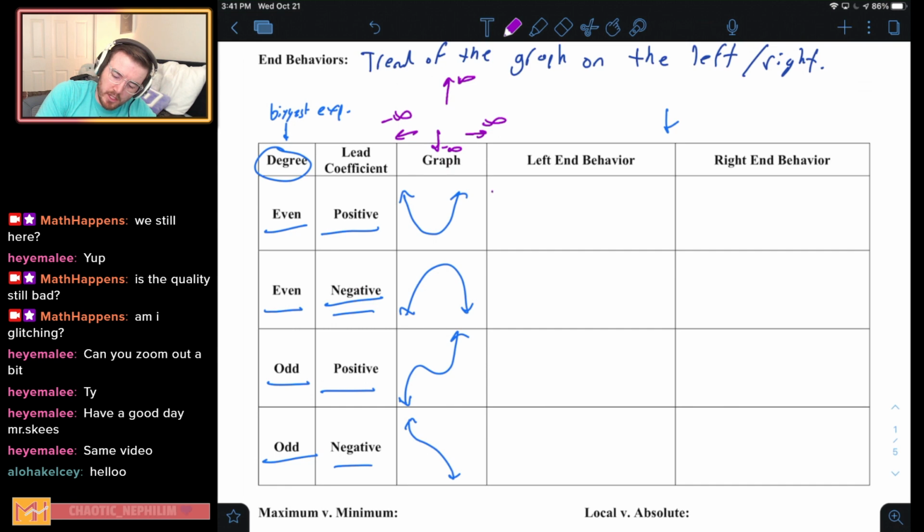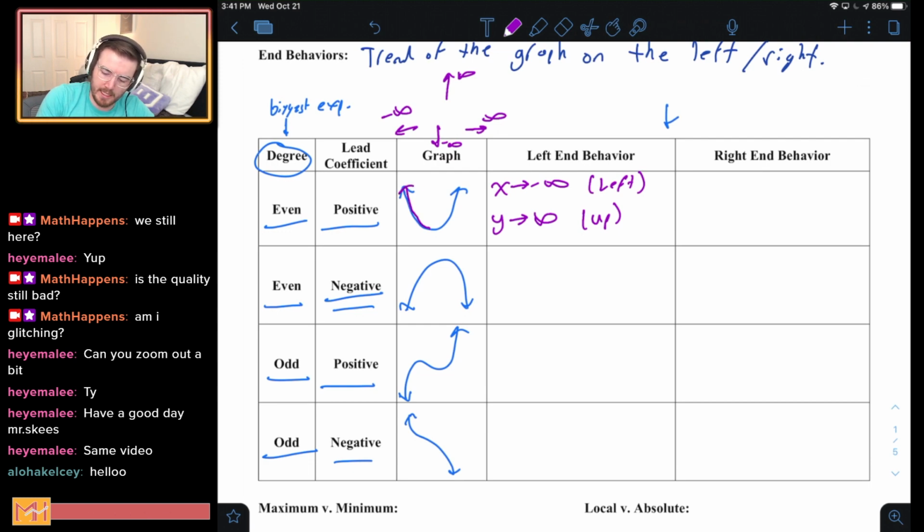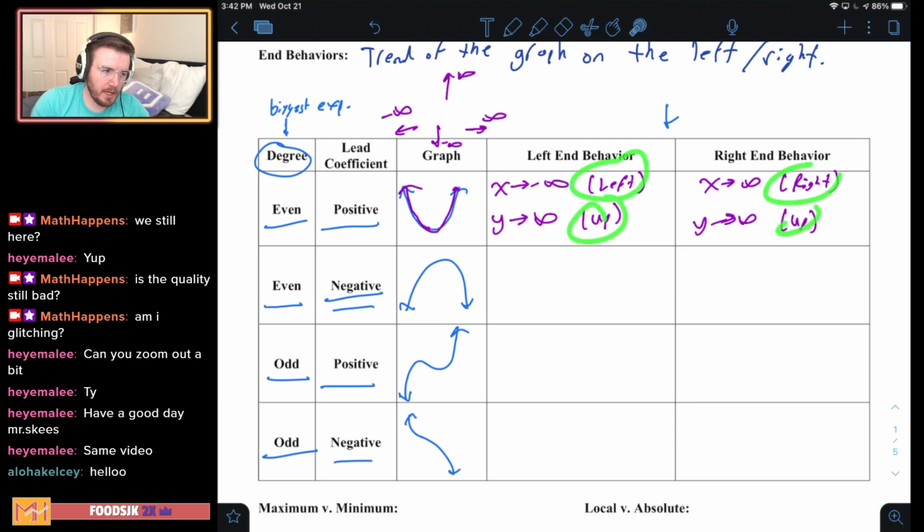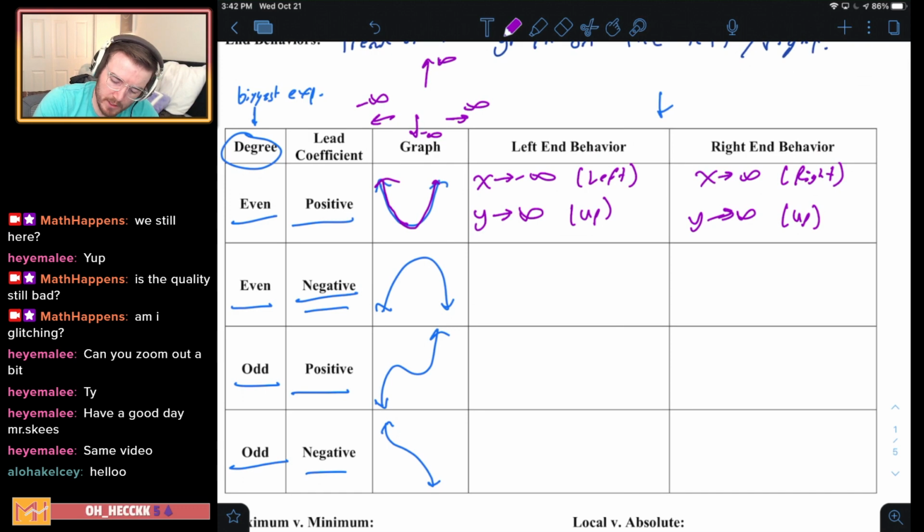As we go to the left, y is getting big. As we go to the right, to positive infinity, y is also getting big. It's going up. I'm not going to write left up, right up every single time, but I'm just showing you for that first example. On this other one, as we go to the left, instead we're going down, right?